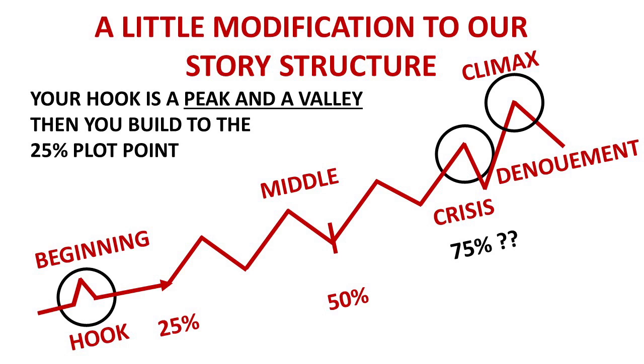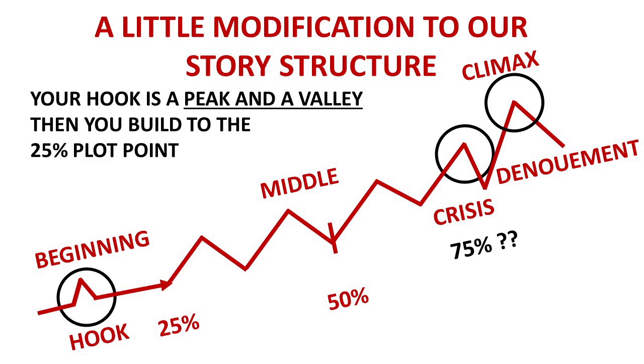So we talked about how the book is really divided into 3 parts, beginning, middle, and end. The beginning is the first 25% mark in your book. The middle is the middle 50%. And right around 75%, you start this thing called a crisis.